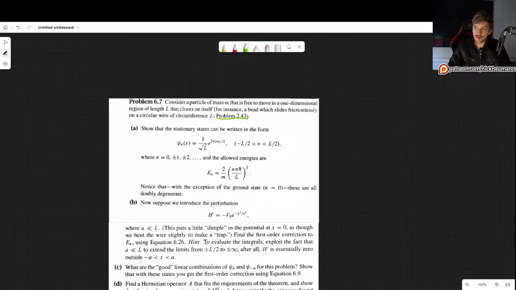So if you have been following my lectures for a while, for example, my lectures in Quantum Mechanics 1, we solved problem 2.43. Now what we want to do in part A is show that the stationary states can be written in that form right there, and that their allowed energies are that.